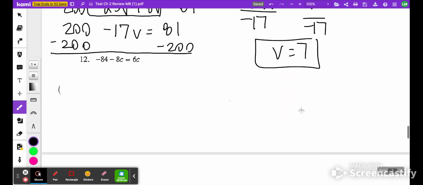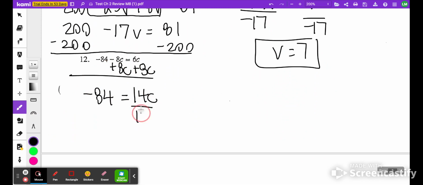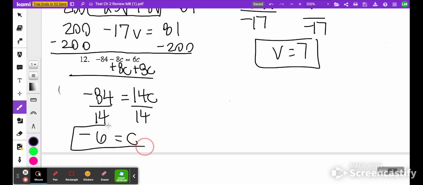Okay. Next, moving my variables over, I'm going to add 8C to both sides. So I have negative 84 is equal to 14C. Dividing both sides by 14. 84 divided by 14 is 6. So C is equal to negative 6.